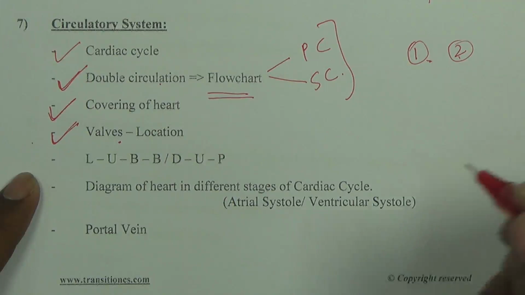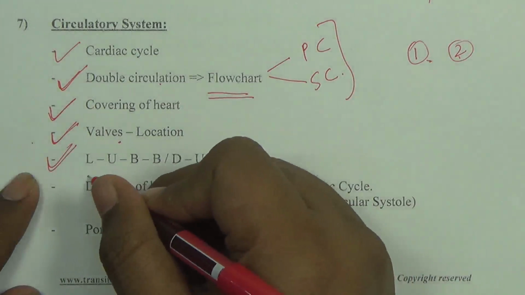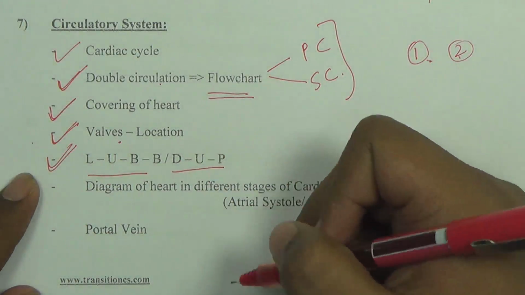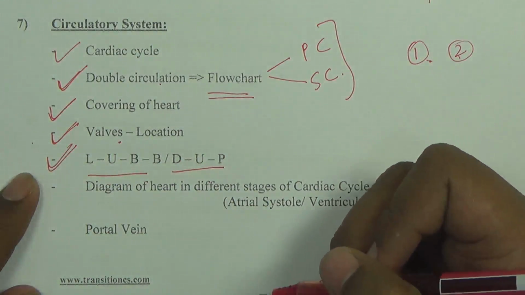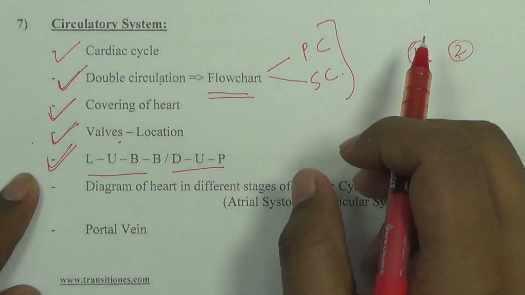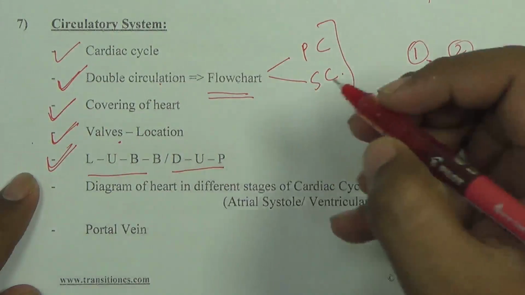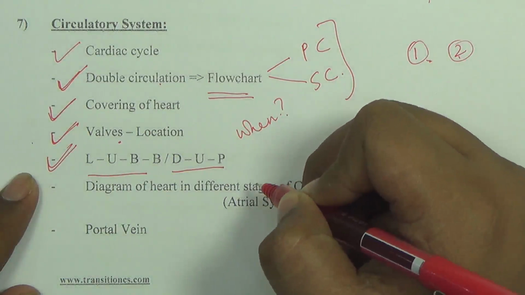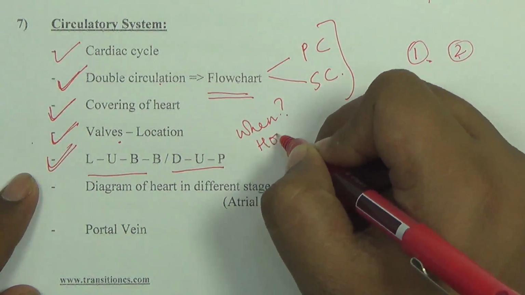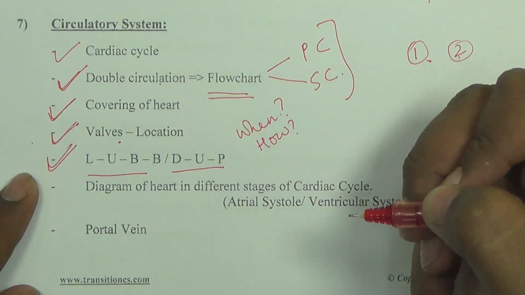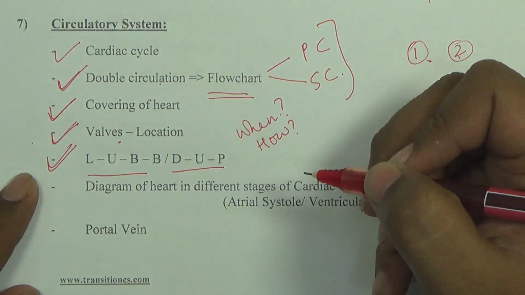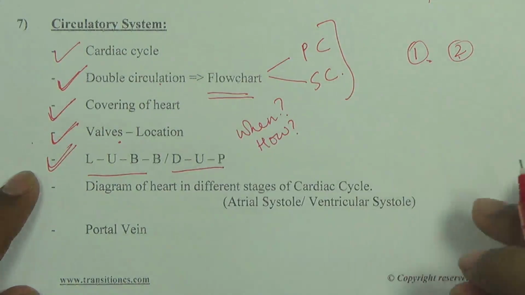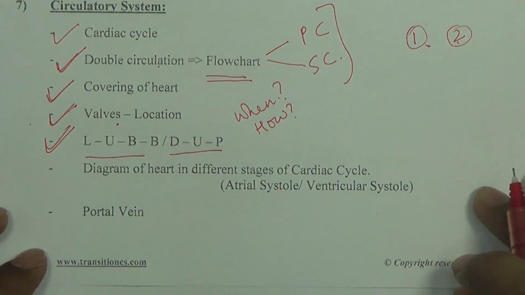Then we have heart sounds, lub and dub. Now this is the particular pattern in which you have to write lub and dub. Lub is a different word, dub is a different word. So when does lub occur? Now all these 3 questions, when does lub and dub occur, how do they occur, right? So these questions you have to write. How do they occur and when do they occur? You have to answer these questions in your exam.